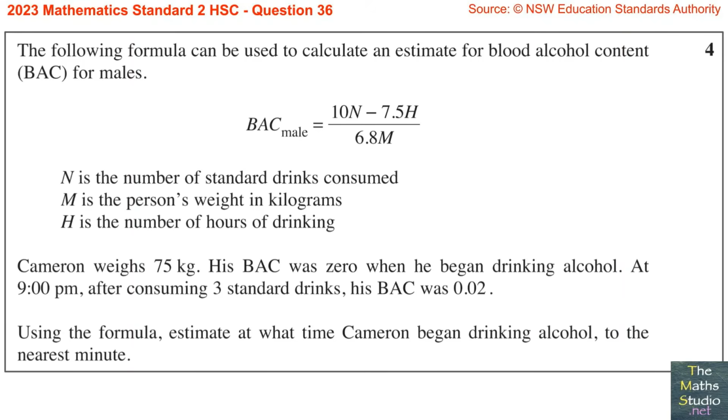Question 36. The following formula can be used to calculate an estimate for blood alcohol content, BAC, for males. BAC male equals 10N minus 7.5H over 6.8M. N is the number of standard drinks consumed. M is the person's weight in kilograms. H is the number of hours of drinking. Cameron weighs 75 kilograms. His BAC was 0 when he began drinking alcohol. At 9 p.m., after consuming 3 standard drinks, his BAC was 0.02. Using the formula, estimate at what time Cameron began drinking alcohol to the nearest minute.